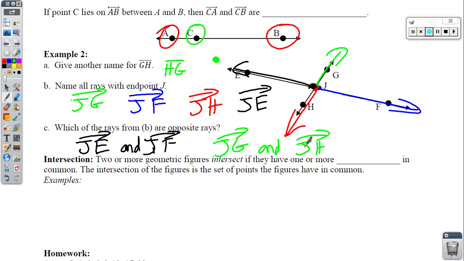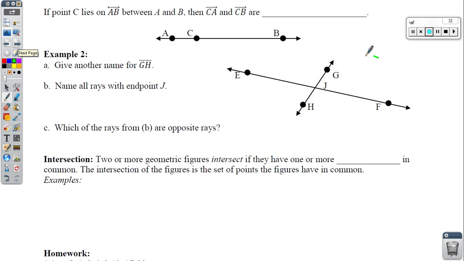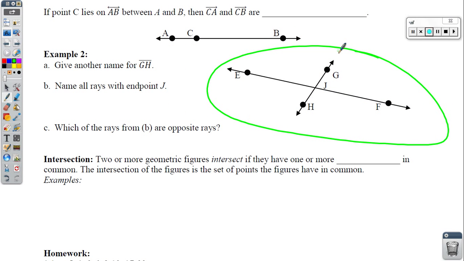In geometry, when we're looking at the intersection of objects, we're talking about the points that they have in common. So, for example, with these lines here, these lines intersect at one point. That point is point J. So when lines intersect, they're just going to intersect at one point.